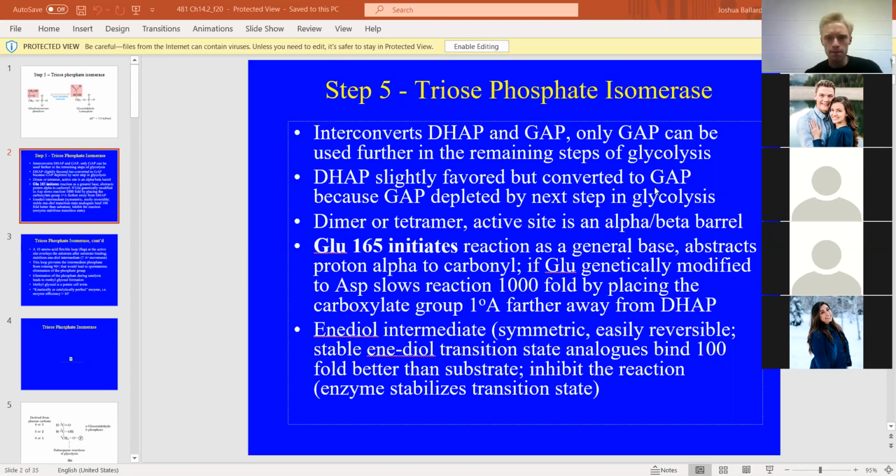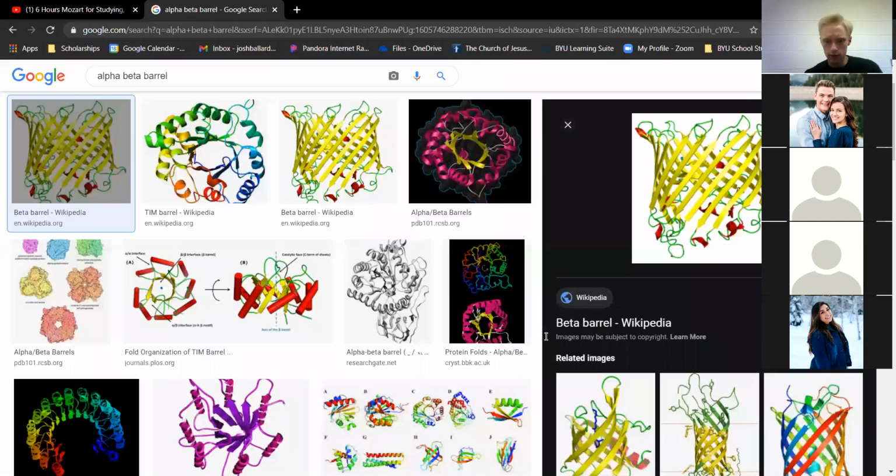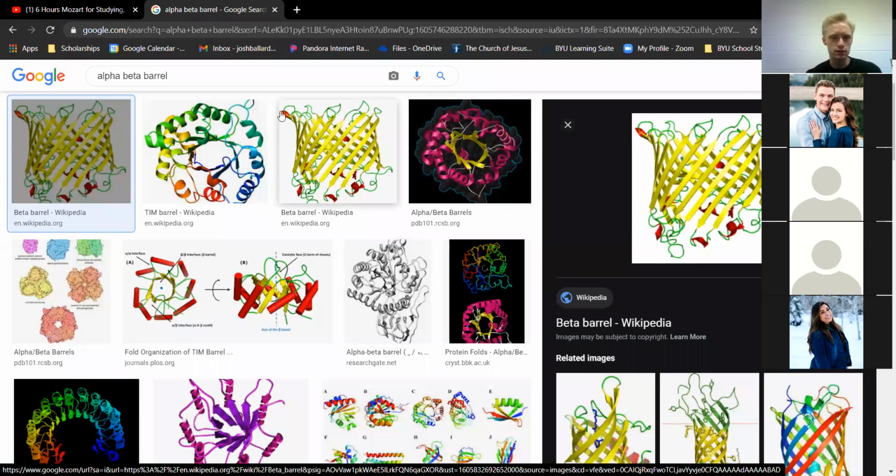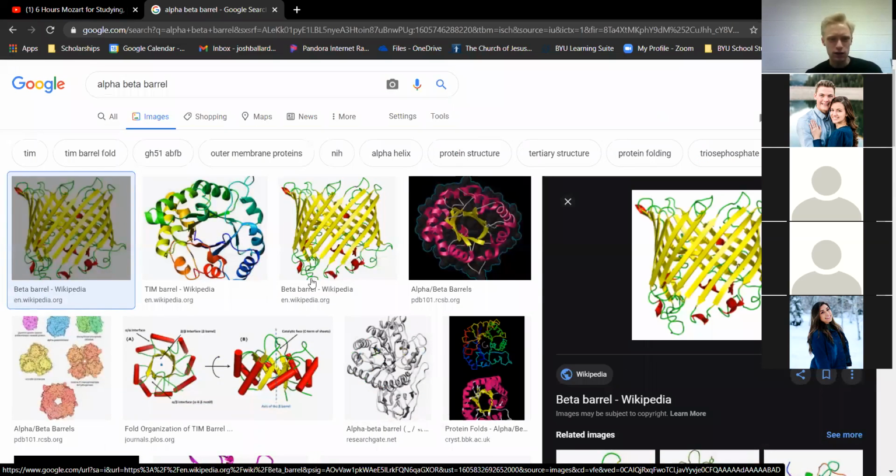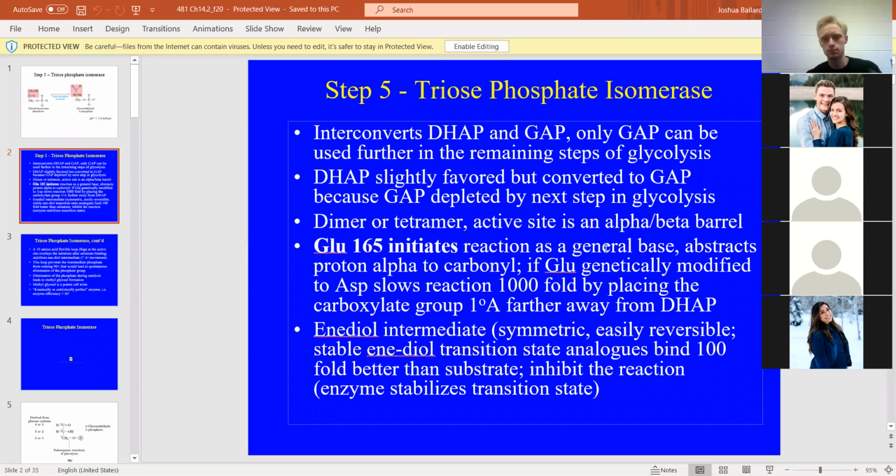I'll show you a picture of what an alpha-beta barrel looks like. It has an overall round shape, and circling the barrel are beta sheets, and on the top it shows alpha helices. I think it just acts as a protective covering, but I don't think you would have to know a whole ton about that specific part. It's just important to know what the active site consists of.